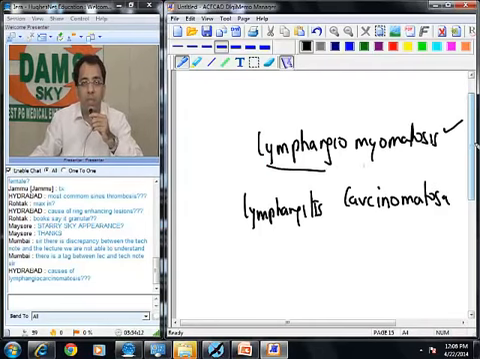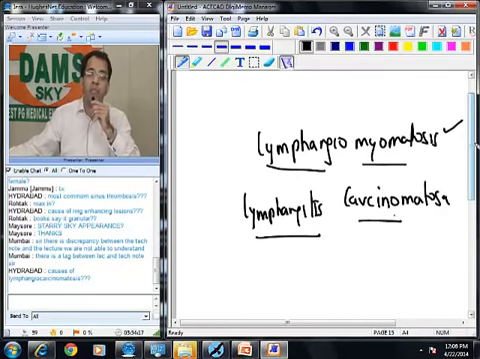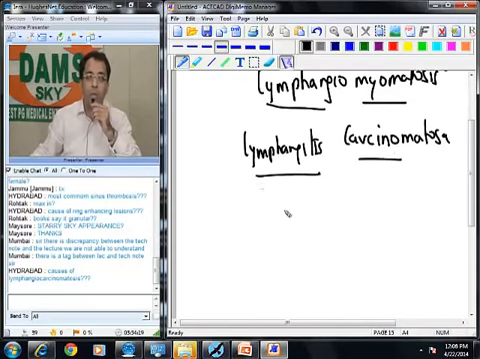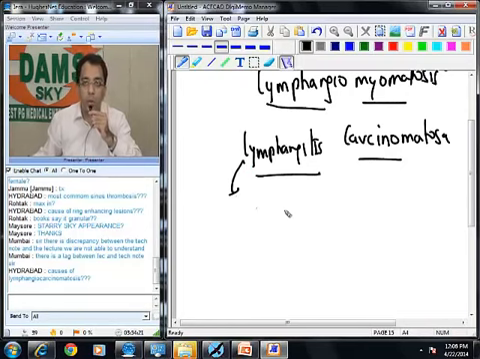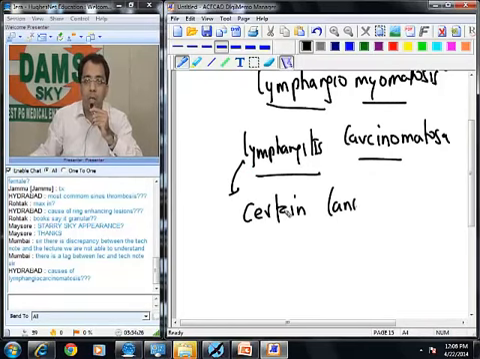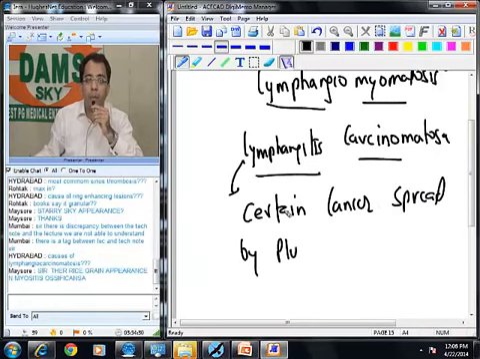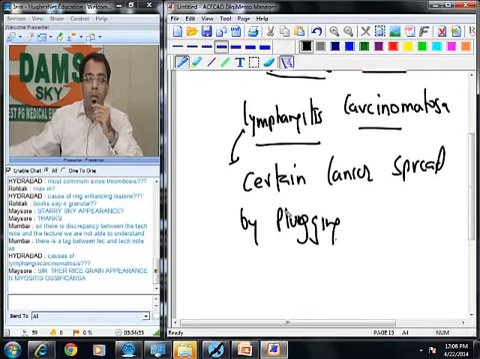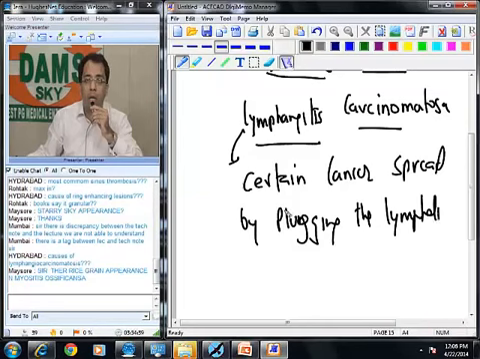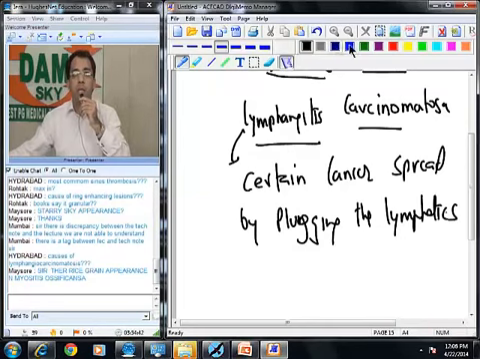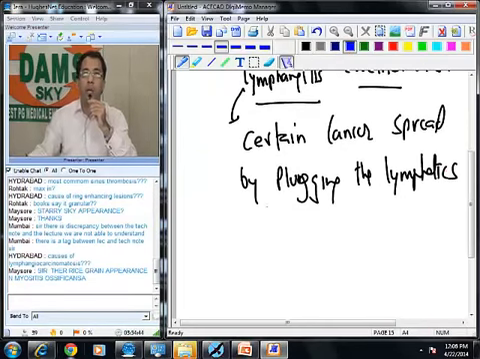Don't get confused. Lymphangio means lymph, muscle here, whereas lymphangitis carcinomatosa is cancer in the lung lymphatics, which is different. Okay, Hyderabad. So what is lymphangitis carcinomatosa? Certain cancers spread by plugging the lymphatics.